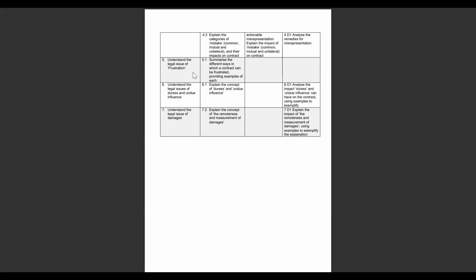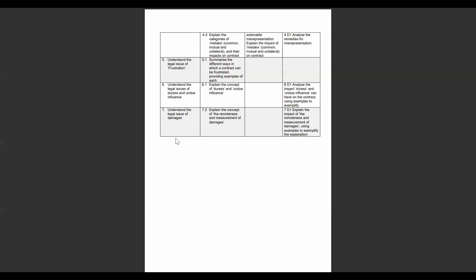And for learning outcome 6, we need to understand the legal issues of duress and undue influence. To gain a pass mark for that, we need to explain the concept of duress and undue influence. And for the extension activities, D1, we need to analyse the impact duress and undue influence can have on a contract, using examples to exemplify it.